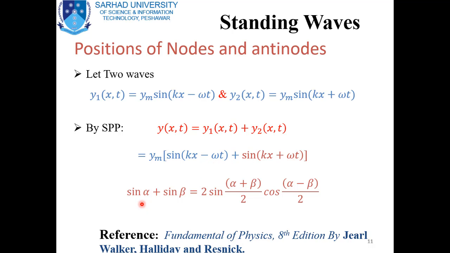So sin alpha plus sin beta is always equal to 2 sin((alpha plus beta)/2) cos((alpha minus beta)/2). Our alpha is equal to kx minus omega t, and our beta will be equal to kx plus omega t. So we will insert the values of alpha and beta in this trigonometric identity and obtain our resultant wave.